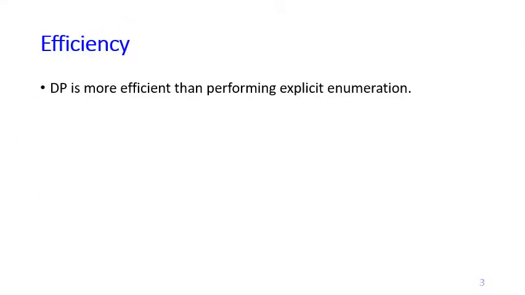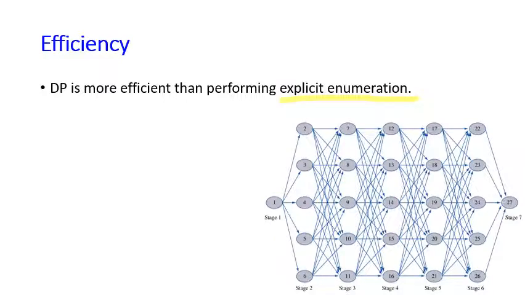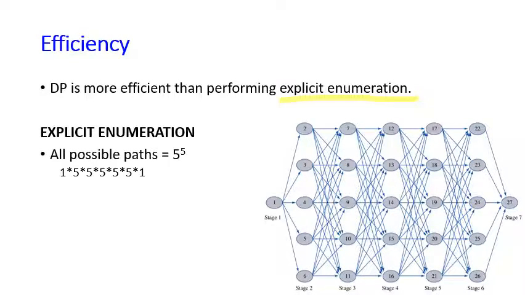You may say, why don't we just list all the possible paths and then calculate the distance and pick the one with the smallest distance? Well, that is called explicit enumeration, and that is possible if the problem is small. But if you have a problem, let's say with 27 nodes like this, then it's kind of impossible to do that, because we have 5 to the power of 5 possible paths. So 1 times 5 times 5 times 5 times 5 times 5 times 1. So that is 5 to the power of 5.